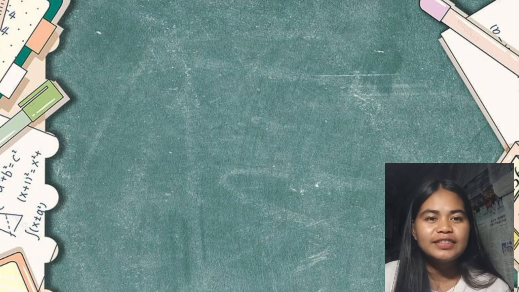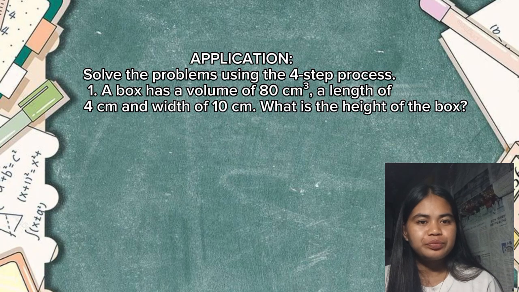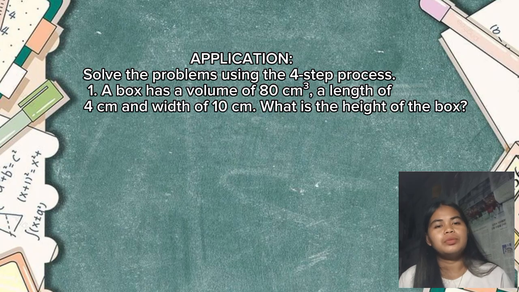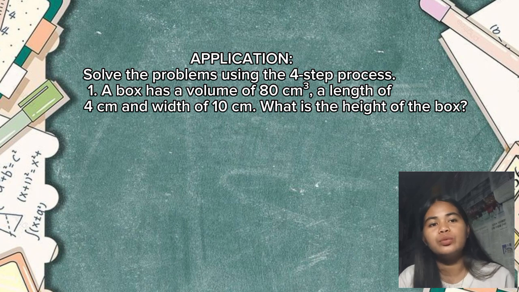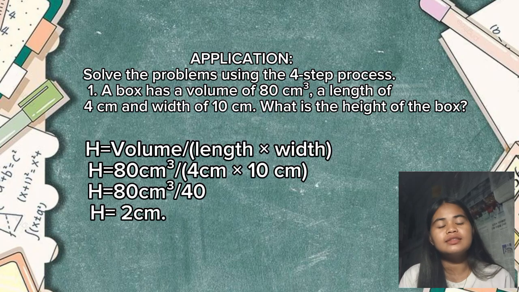For the last activity, so muna siya ang last activity na guys. I want you to answer this one. Solve the problems using the 4-step process. Okay, problem number 1. A box has a volume of 80 centimeter cube, a length of 4 centimeter, and a width of 10 centimeter. What is the height of the box? So, pangitaon na to ang height sa box. So, the formula will be H equals volume divide length times width. So, i-substitute ra nato siya guys. H kay height man ang atong gipangita.